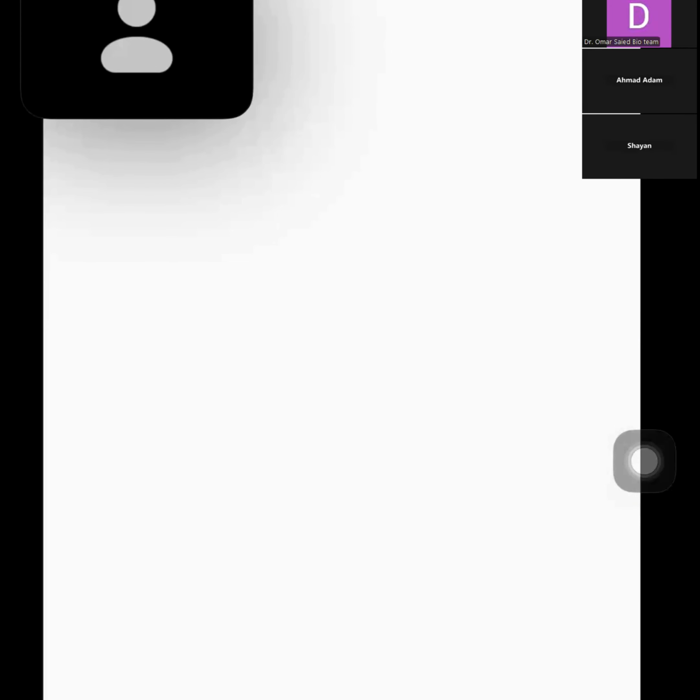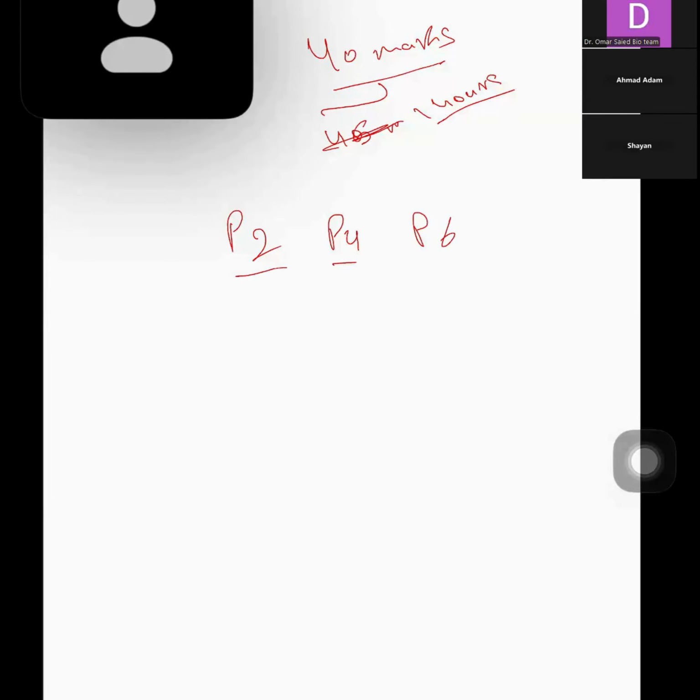Paper 6 is basically formed from 40 marks, and you are going to solve it in 1 hour. I'm sorry, 45 minutes. And take care. Paper 2, paper 4, paper 6: each one has a factor to be multiplied with, except paper 6. The mark that you get in paper 6 is the one that comes out in the total of 200. So paper 6 is very important.